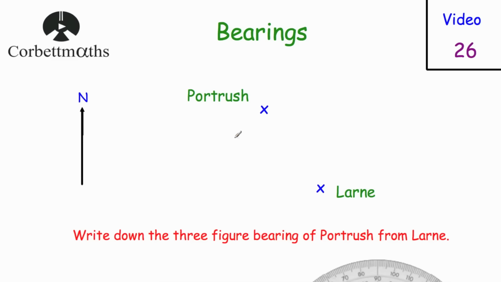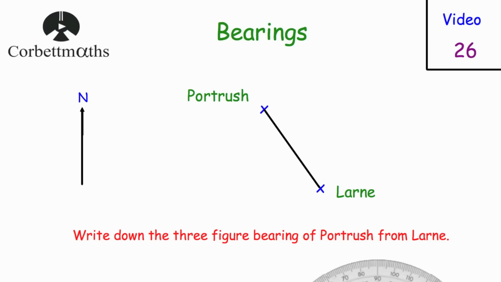Okay, this time we've been asked to write down the three-figure bearing of Portrush from Larne. So this time, we're going to join up the towns as before. So we've joined them up. Now we're going to make sure we know which way north is. So north is going upwards, and we want to just check where we're starting from. So it's writing down the three-figure bearing of Portrush from Larne.